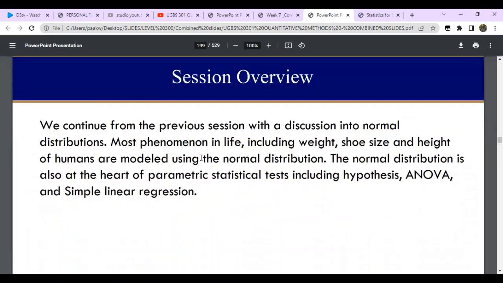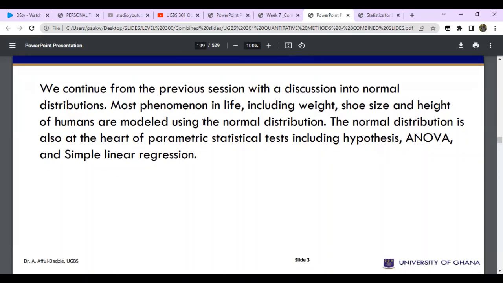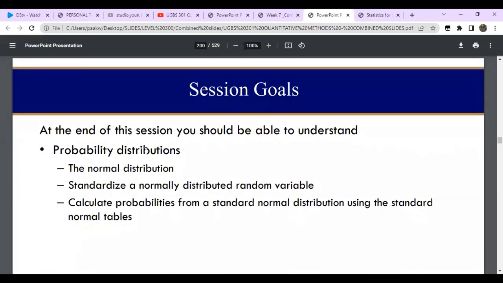Okay, so let's continue. So we are saying with the normal distribution, let me read this one. Most phenomena in life, including weight, shoe size, and height of humans, are modeled using the normal distribution. The normal distribution is also at the heart of parametric statistical tests, including hypothesis tests, ANOVA, and simple linear regression. You get it? So that's another distribution under probability.